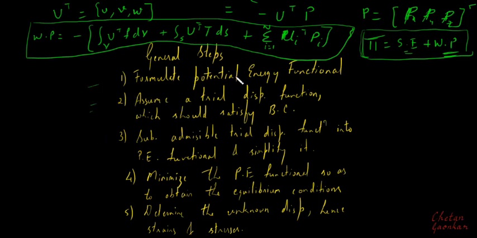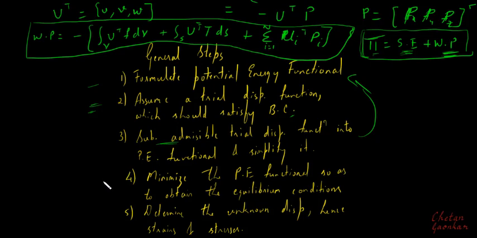Now to formulate the potential energy functional, we have already seen how we'll be formulating this potential energy function. We have seen how to come up with the strain energy expression, we have seen how to come up with the work potential. And then these steps are almost the same, assuming a trial displacement function, which we were doing in the variational method. Then we were substituting the admissible trial function. Once this trial function satisfies the boundary condition, we call it an admissible trial displacement function. And this function we will substitute in this potential energy functional.